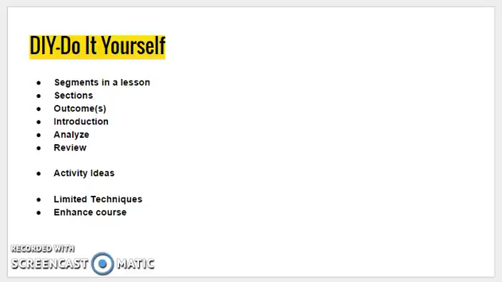Do it yourself. Segments in the lesson include outcomes, introduction, a number of activities, and lastly a summary. You first want to decide how many sections you need to cover for this lesson topic. Then write the learning outcomes. Write the introduction. Analyze the chunk content. Review the material and enhance it with images, charts, and graphs that are appropriate.